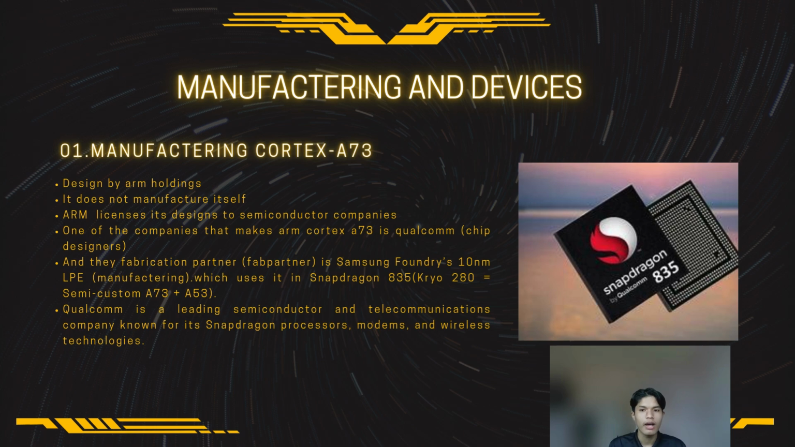used in mobile devices. ARM doesn't manufacture chips, but licenses its designs to other companies. One of the companies is Qualcomm, which used a semi-custom version of the Cortex-A73 in its Snapdragon 835 processor called Kryo 280. This processor offers a good balance of performance and power efficiency suitable for smartphones and portable devices. The Snapdragon 835 was produced by Samsung using 10nm LPE technology, which allows smaller chip sizes, lower heat, and better energy efficiency, making it ideal for modern mobile devices.